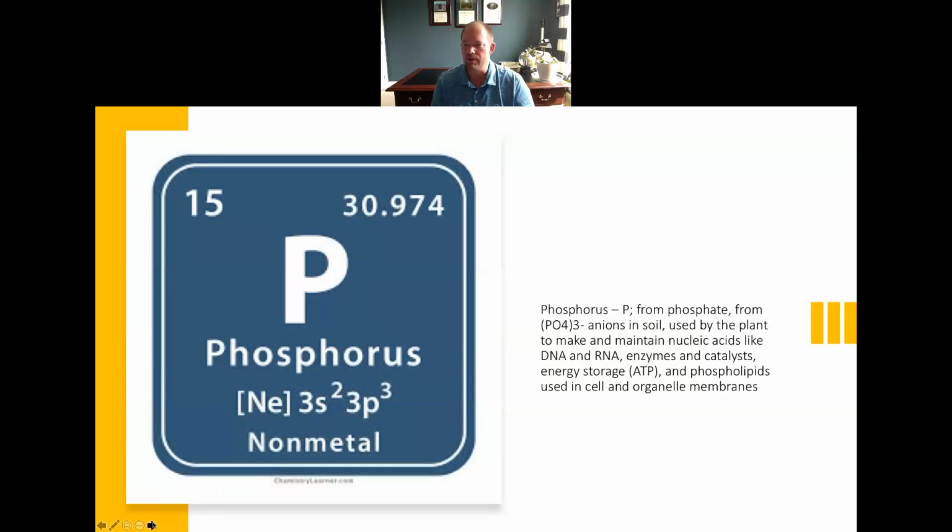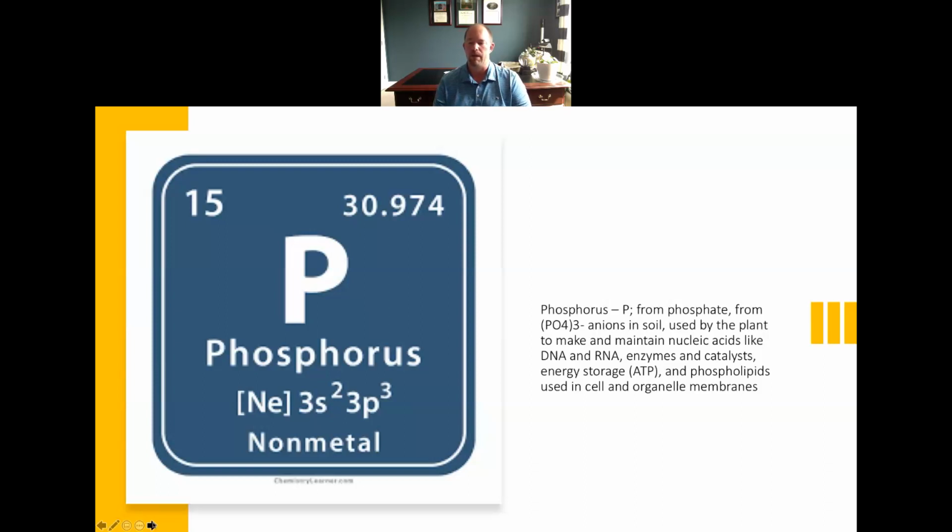Okay, the next macronutrient that we're going to talk about is phosphorus. This, again, is another anion, a negatively charged compound. It comes to the plant in the form of phosphate from the soil. It's used by the plant to basically maintain nucleic acids like DNA and RNA. It's also a component in many enzymes and catalysts inside the plant. It's also part of the energy storage system, adenosine triphosphate, so that's what the P is for in ATP.